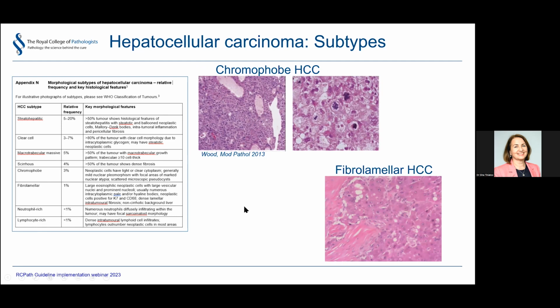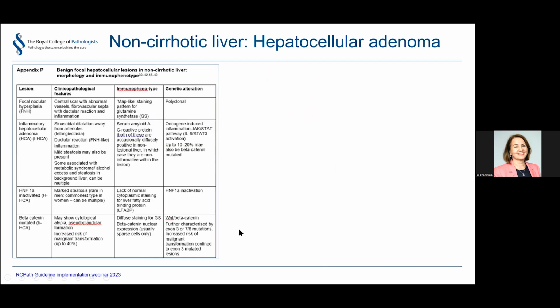And the well-known to us fibrolamellar hepatocellular carcinoma still recognized as a separate subtype with the lamellar fibrosis and the distinctive eosinophilic cells. This also can be confirmed with the use of CD68 and keratin-7 immunostains.